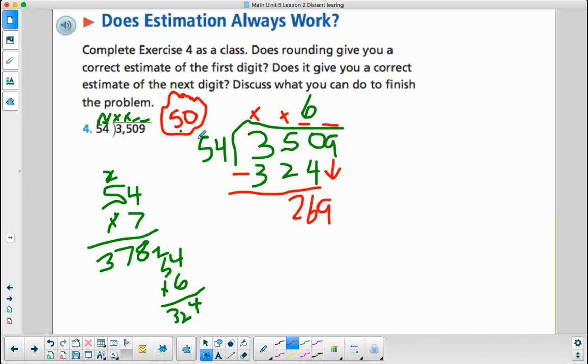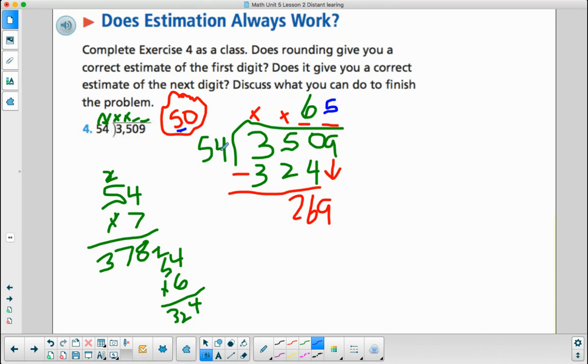269 divided by 54. No idea how many 54s are in there. So let's use our 5 to help us form our estimate. How many 5s in 26? There's 5 of them. 5 groups of 54 we think are in there. That's our estimate. Now let's see if it works.